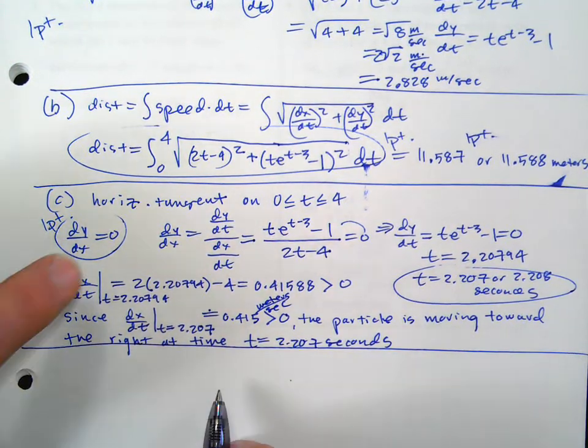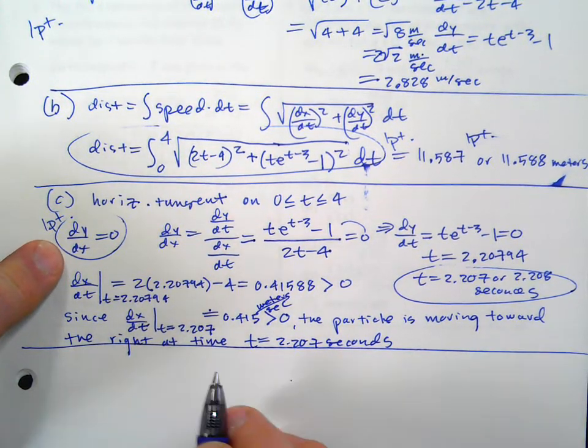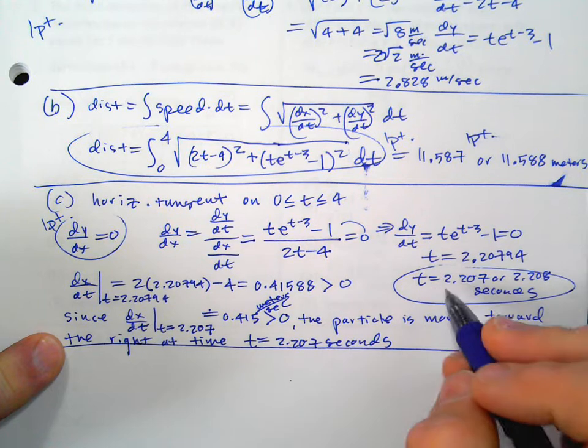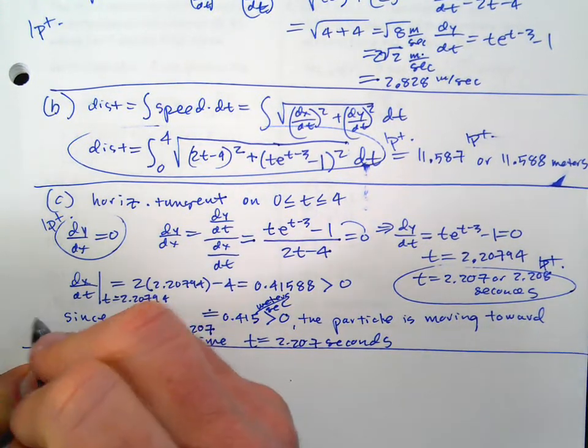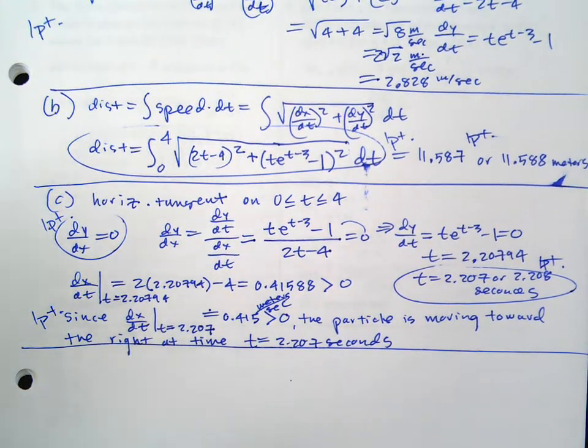Point-wise, you got a point for just setting dy/dx equals 0, because that's a big deal. That means you understand what a horizontal tangent is. And then you got a point for getting the time, and then you got a point for deciding if it's moving left or right in the work that would support your answer.